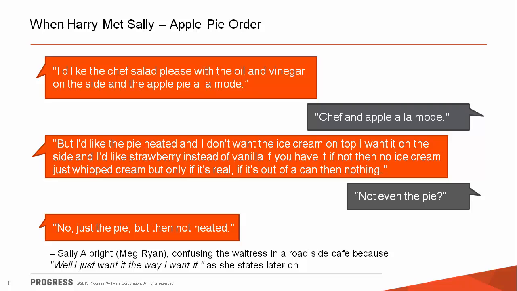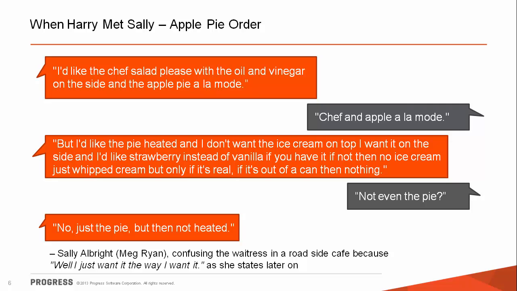There's an interesting story of a famous movie, When Harry Met Sally, and in this case, Sally wants her order her way. If you take a look at what she was ordering, she looked at the menu and she says, okay, I'm going to get the chef salad and I want the oil and vinegar on the side. Not too bad of a customization. Then we get into the apple pie order. Well, in that case, the customizations started to come. Whether you want vanilla ice cream, no, I really want strawberry. And if you don't have strawberry, I want whipped cream. But I only want real whipped cream. And if you don't have real whipped cream, then I just want pie, and I don't want my pie heated. Well, there's a lot of customizations to keep track of. And I think the quote at the bottom kind of sums it up. I want it just the way I want it.